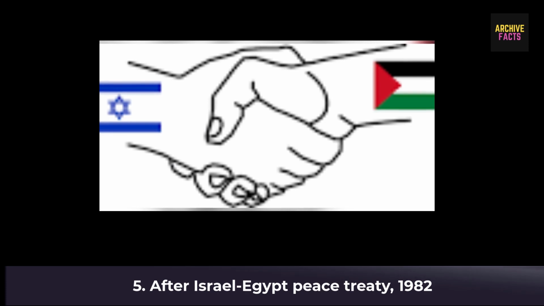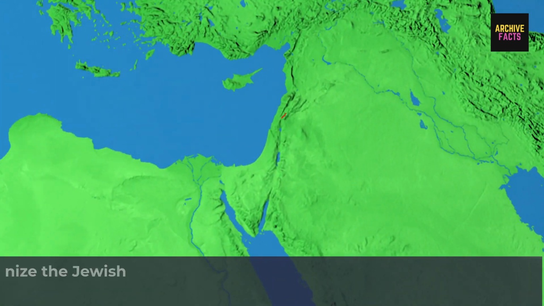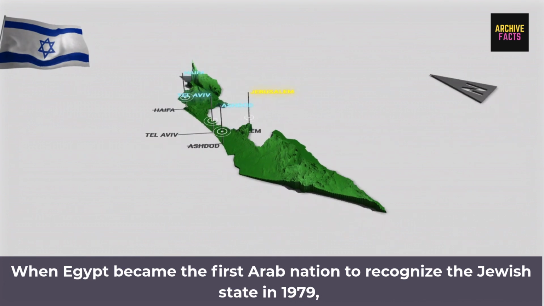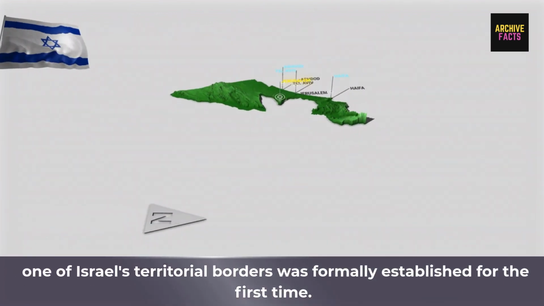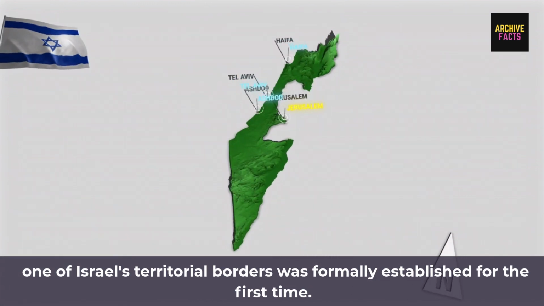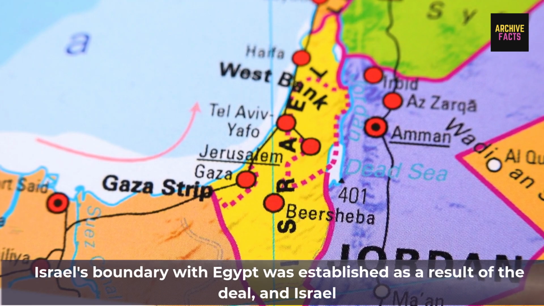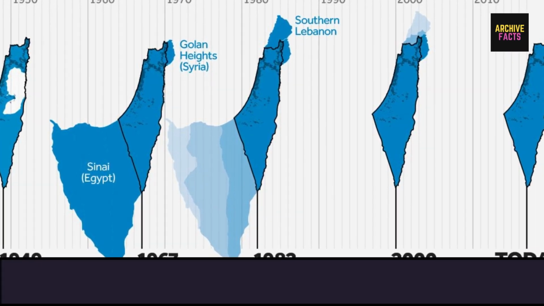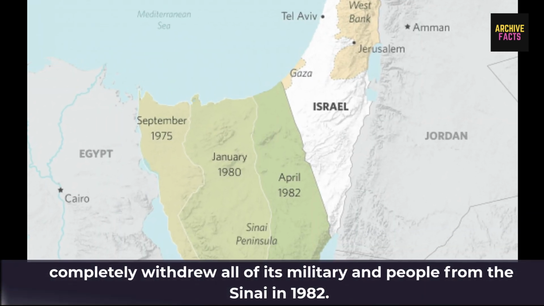5. After Israel-Egypt Peace Treaty, 1982. When Egypt became the first Arab nation to recognize the Jewish state in 1979, one of Israel's territorial borders was formally established for the first time. Israel's boundary with Egypt was established as a result of the deal, and Israel completely withdrew all of its military and people from the Sinai in 1982.